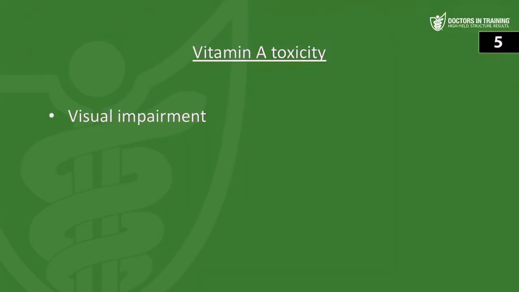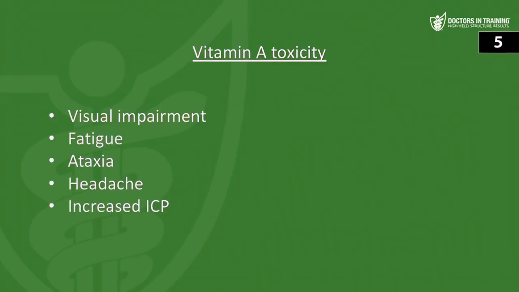Next question, what are the symptoms of vitamin A toxicity? Well, chronic toxicity can cause visual impairment, so think of the eyes. But you can also get nonspecific stuff. Fatigue, you might see some ataxia, some headache. You might actually even see increased intracranial pressure.